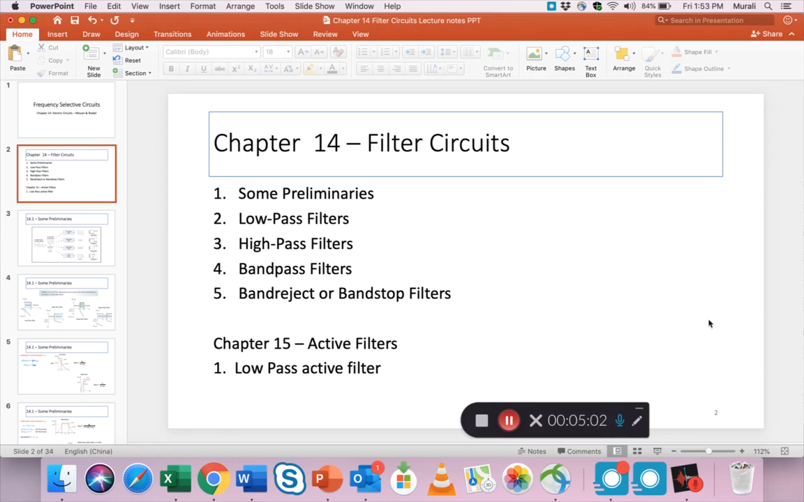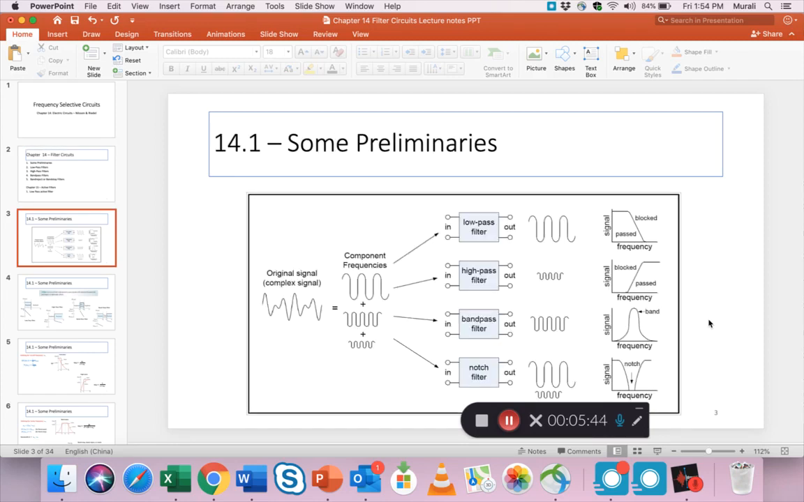Of the 5 sections in chapter 14, we start with some preliminary material in section 1, and then the next 4 are about 4 different types of filter circuits. Sections 2, 3, 4, 5 are the 4 sections, and so we start with low pass filters, high pass filters, band pass filters, and band reject or band stop filters. That is the plan for the rest of this week, meaning at least 4 recording sessions. Let me move on to slide number 3.